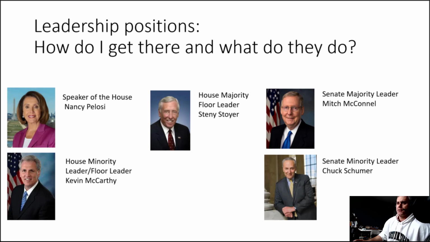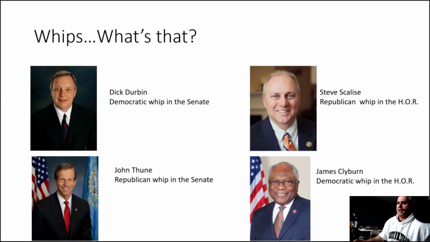Okay, there are some other positions too, and I always laugh at the name, and they're referred to as whips. And so we have Dick Durbin and John Thune, who are whips in the Senate, and then we have Steve Scalise and James Clyburn, who are whips in the House of Representatives. In case you didn't know, Steve Scalise was actually shot at a congressional softball game. A guy who was clearly having some issues decided to bring a gun out to a scrimmage between congressional members and just decided to shoot people.